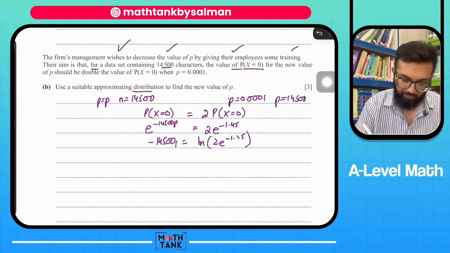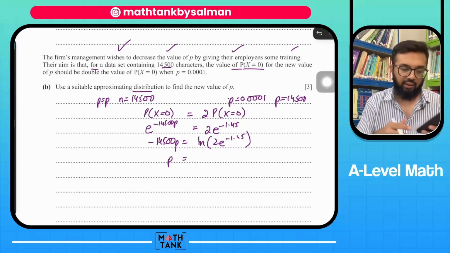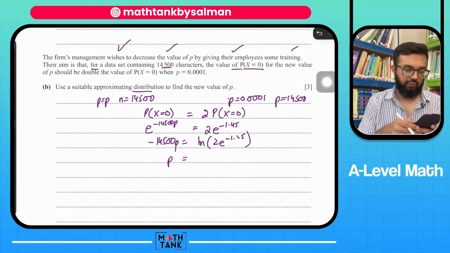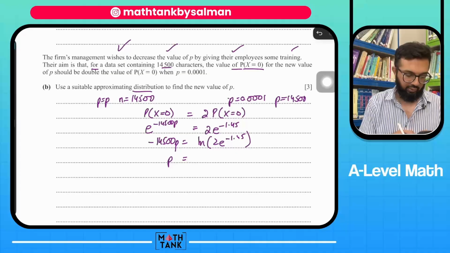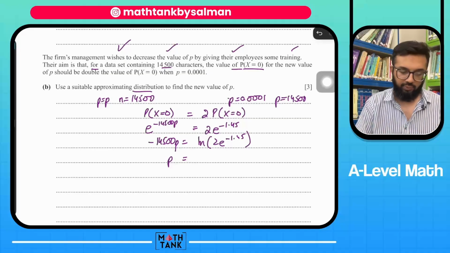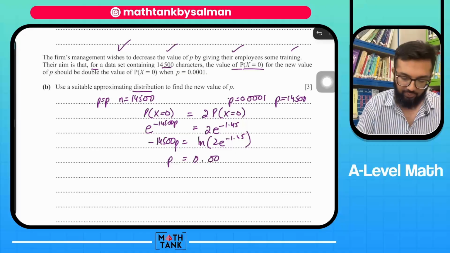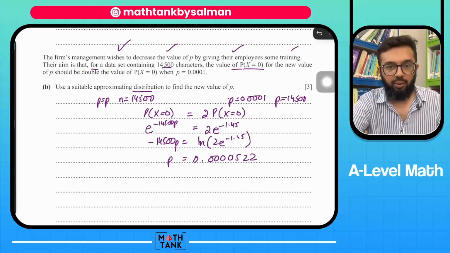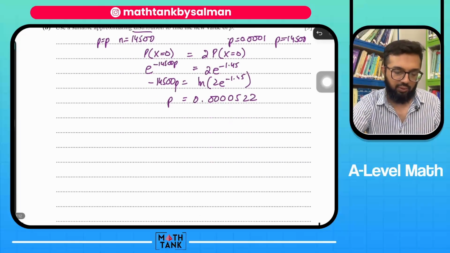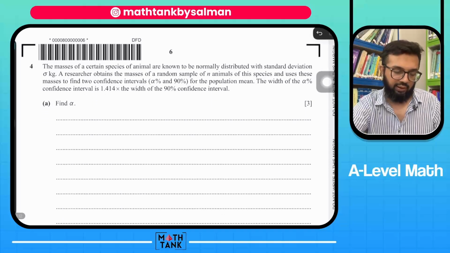I can do this directly. So p is then ln of 2e to the power minus 1.45, divided by minus 14,500. I get a very small answer, that's 0.000052. Okay, because that is what the management wants. It wants to decrease the value of p. So that's the correct answer.